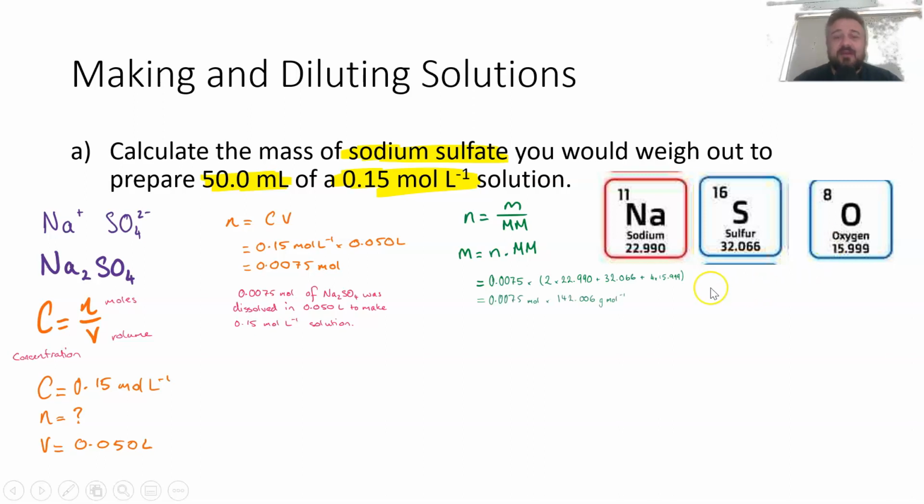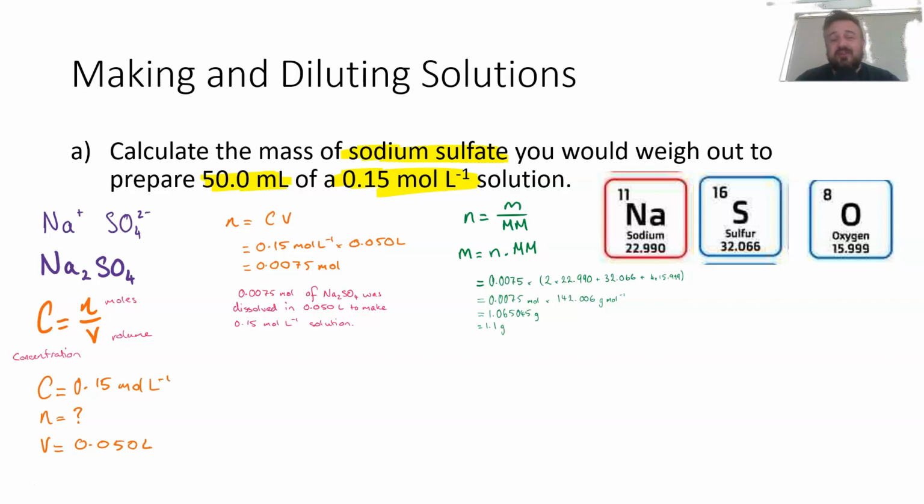So that becomes 0.0075 moles times 142.06 grams per mole. That's pretty small, actually. Like not the number, the way I've written it there. Which gives us 1.065045 grams. Now, again, there's a much more accurate number than we have, so we need to cut that back to the correct number of significant figures, which is 2. So that gives us 1.1 grams.